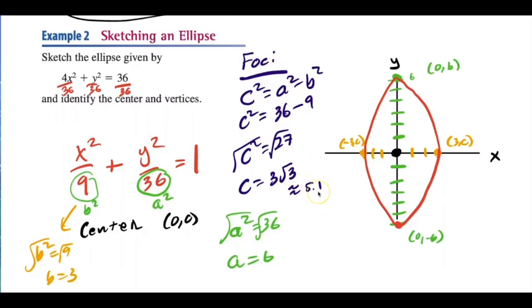The foci is always on the major axis. It has to go on the major axis. I'm going to go up and down my foci on this one. From our center, we're going to go up 5.1, 0, 5.1, and we're going to go down 5.1, negative 5.1.